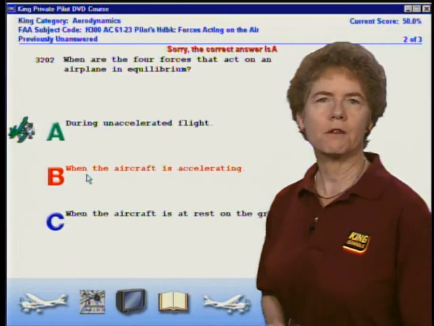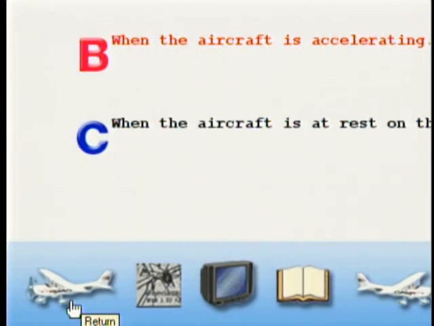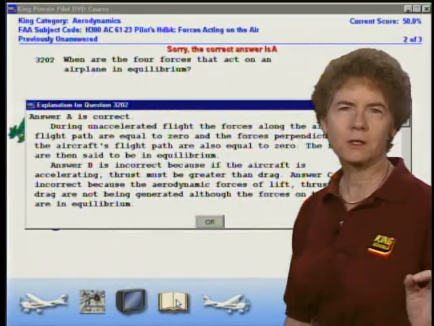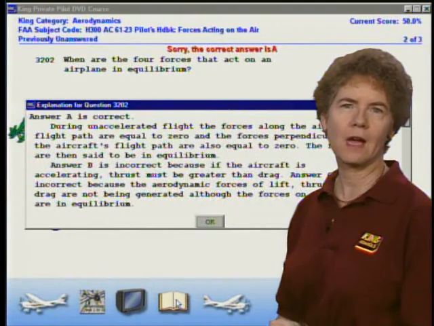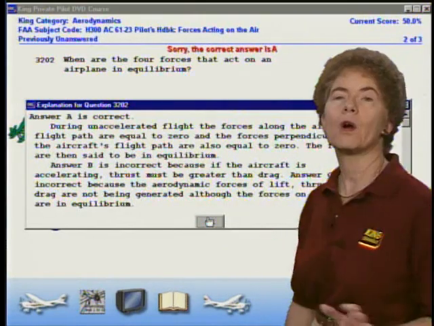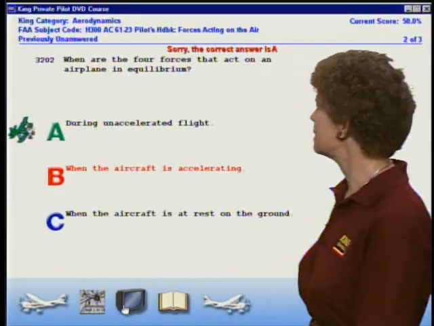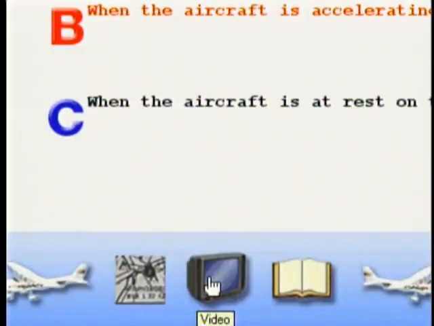By placing your mouse over the buttons at the bottom of the screen, you'll see helpful descriptions of what those buttons do. For example, the Open Book opens a complete, detailed explanation for the answers to that question, why the correct answer is correct, and why the incorrect answers are not. And clicking on the TV replays the video lesson.